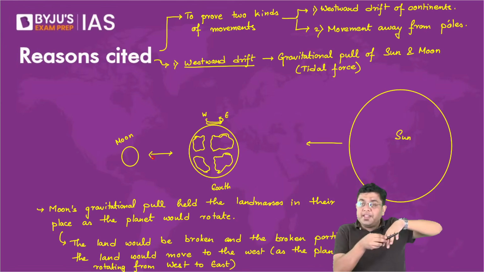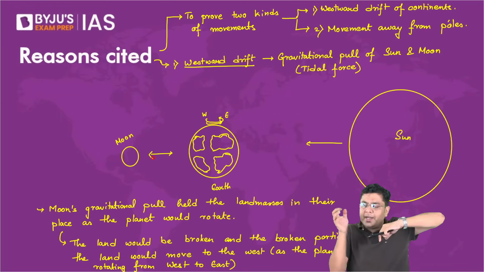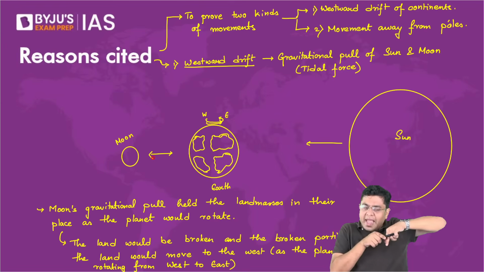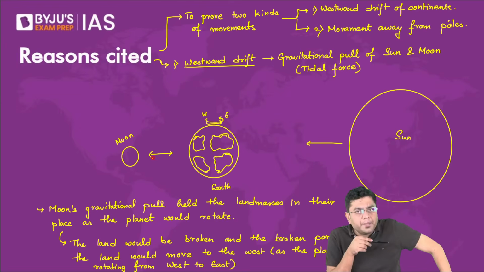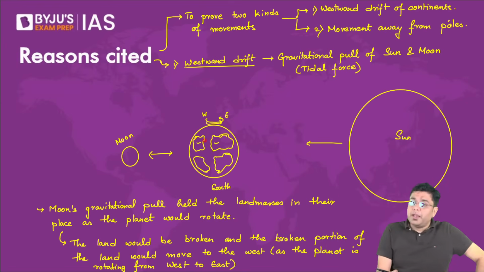So he said, if this is the landmass, now moon is holding it in this place because this is where the moon is. So as the landmass is rotating, and the planet is rotating, this landmass is being held in this place. And then eventually, as the planet continues to rotate, what will happen? The land will get broken. Why? Because one portion is consistently held by the moon. So eventually, the landmass would get broken from the earlier one and they would be held in their own place. Why? Because they are being attracted by the moon.